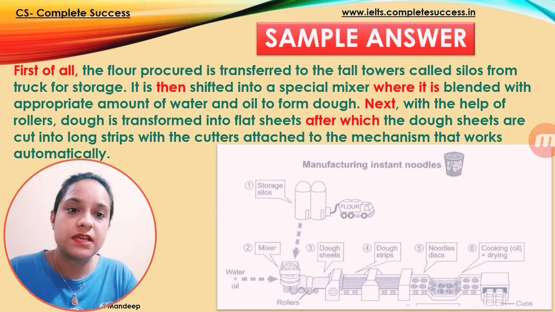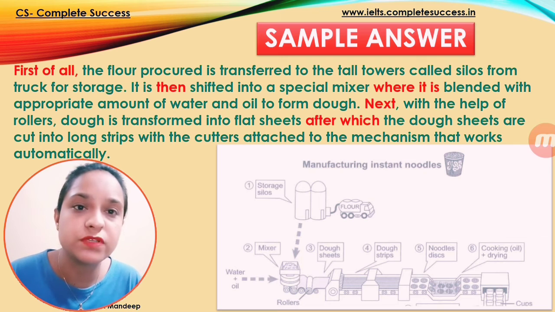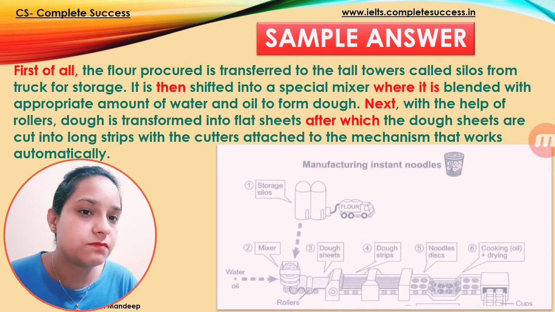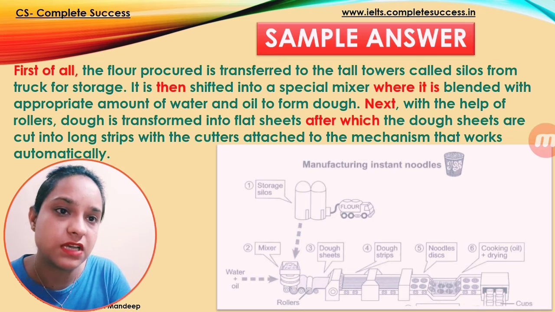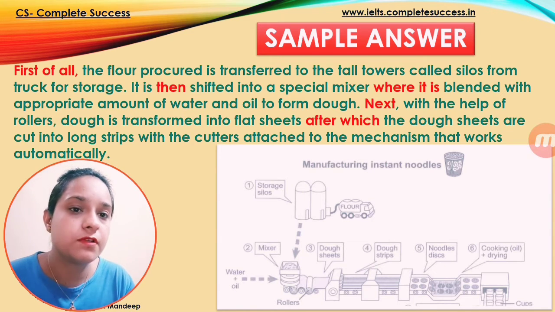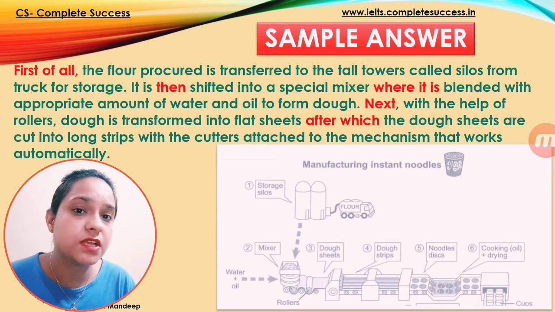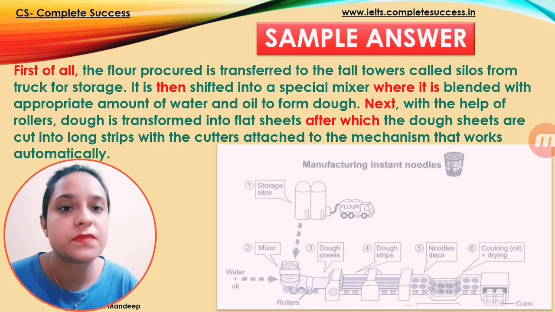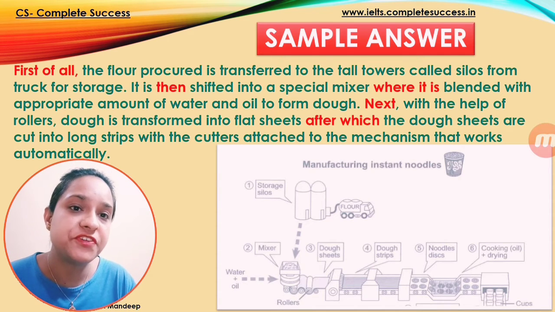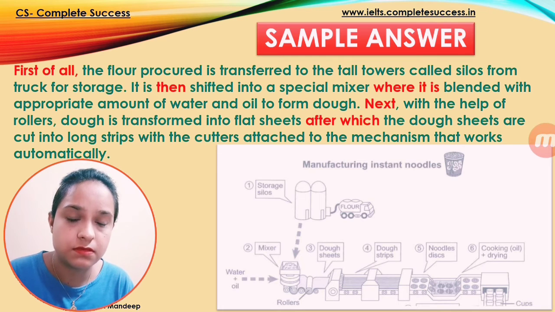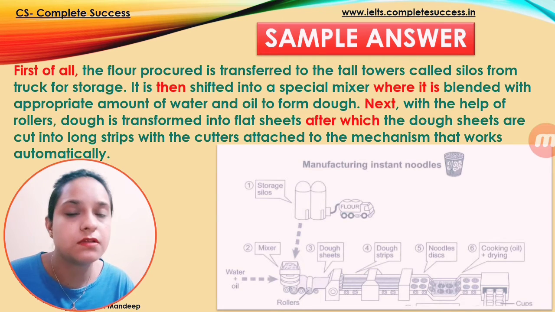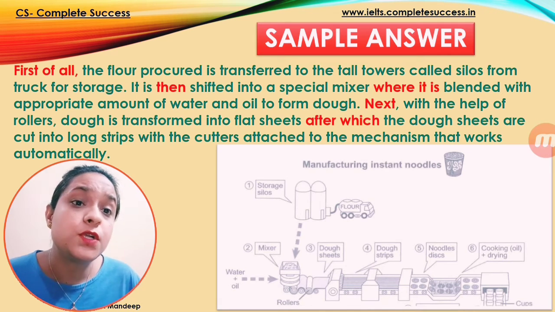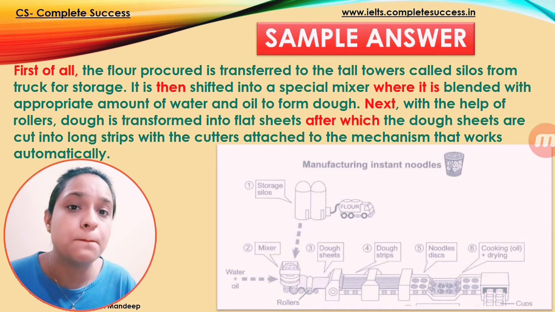So here after that we will explain the mixer step after the first one, that flour is transferred to storage silos like tall towers. We have used the word transfers, we'll not use the word again. So what we can use instead is the synonym, that is shifted, because it is really far away. So we can say that it is then shifted into a special mixer. We can simply write mixer or a special mixer, or you can use any other word like a container or something else. Shifted to a special mixer where it is blended with appropriate amount of water and oil to form dough.